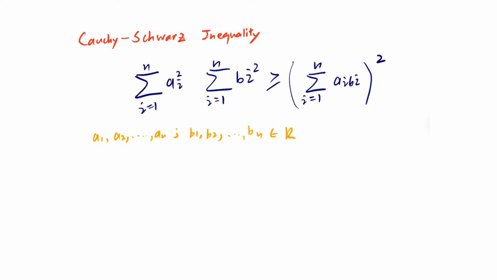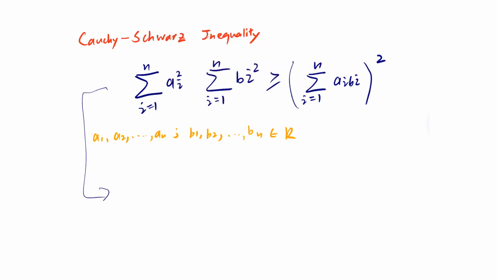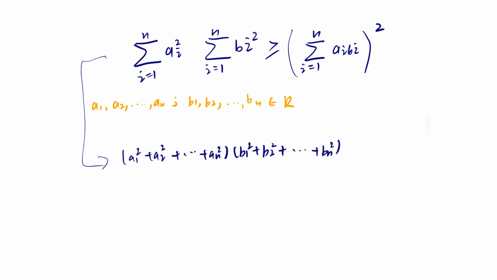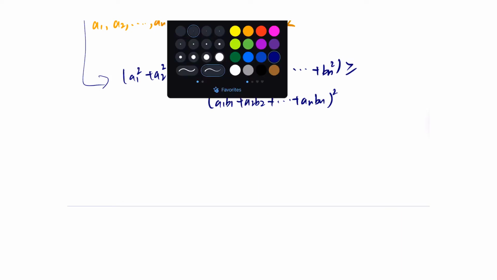And if you can't understand summations, this expression actually means a1 squared plus a2 squared plus all the way up to an squared, times b1 squared plus b2 squared all the way up to bn squared, is always larger than or equal to a1 b1 plus a2 b2 plus all the way up to an bn, squared. And in case you're wondering how we're supposed to prove this inequality, now I will show you.